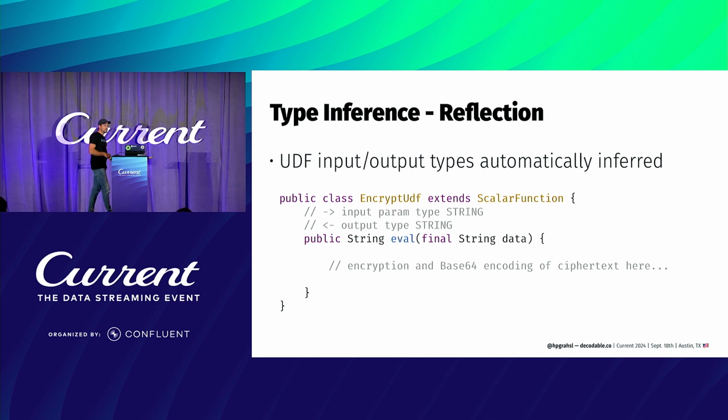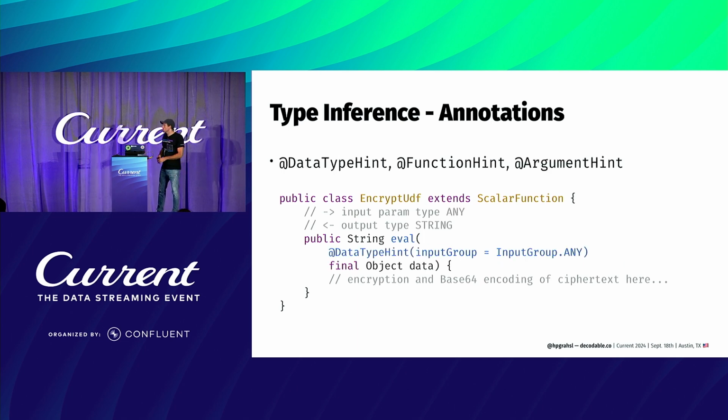So here on that snippet, we see a simple example, an encrypt UDF that just has one evaluation method, accepts a string as a parameter, and returns a string, which then would be the base64 encoding of the actual ciphertext that you would get from encrypting the data. Another option is to use annotations to provide type hints to Flink and help Flink understand how it should interpret and deal with the types, both parameters again or return values.